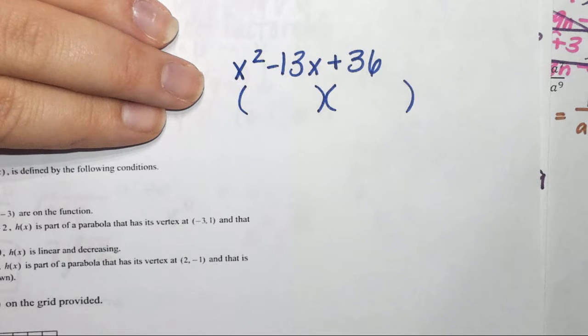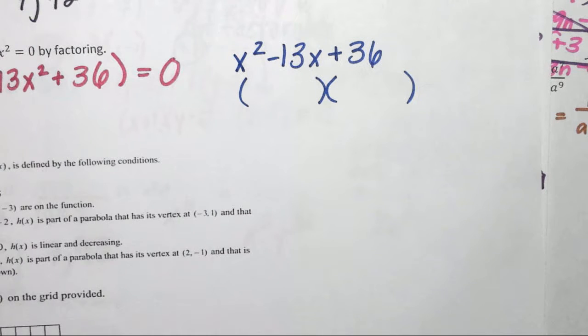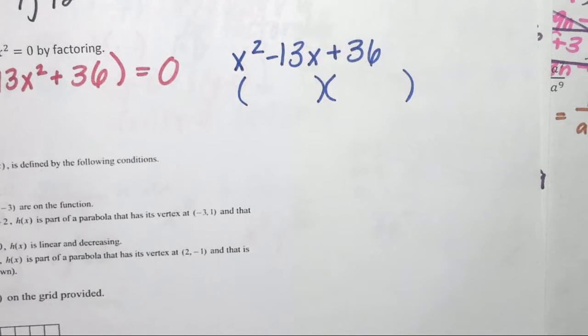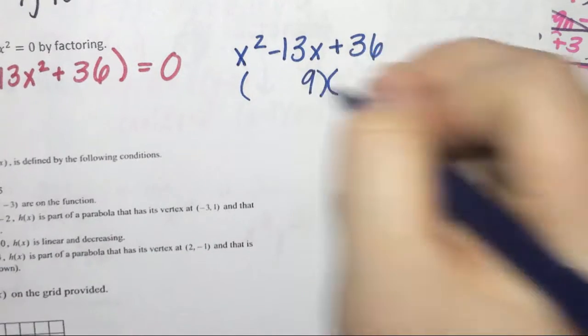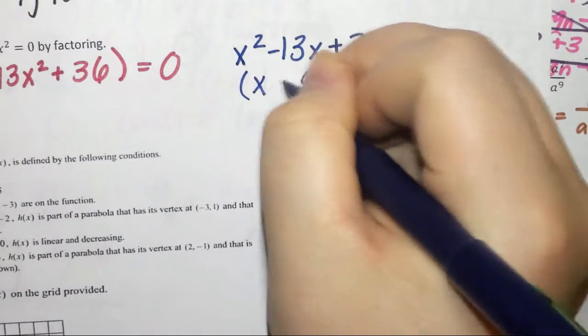So I need two things that add to negative 13 and multiply to 36. Now I can think of one. Yes, 9. 9 times what is 36? 4. 9 and 4. And 9, 10, 11, 12, 13. So 9 and 4. So x minus 9, you can have your point.